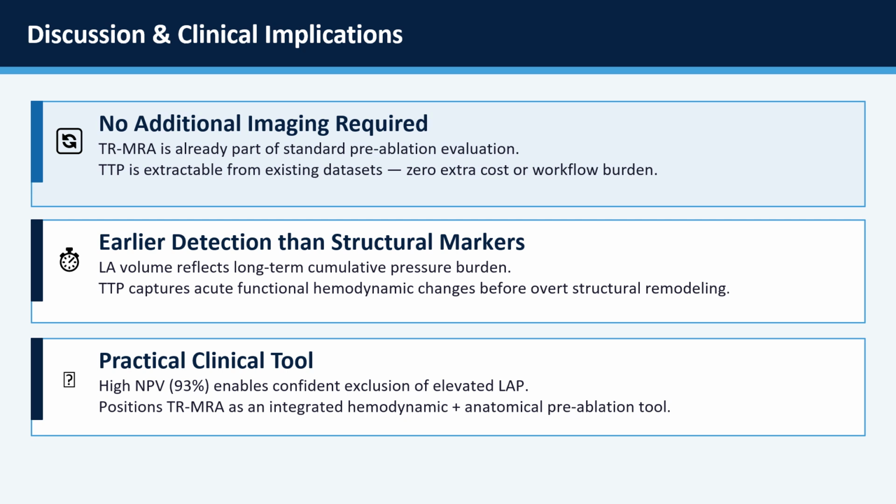This analysis method from the time-resolved MRA has several good points. The main advantage is that it requires no additional imaging. TTP can be calculated from the data we already collected, and it can capture the hemodynamic changes before structural deformation, such as left atrial enlargement. And finally, a high negative predictive value, 93%, enables confident exclusion of the elevated LAP. It looks very attractive.